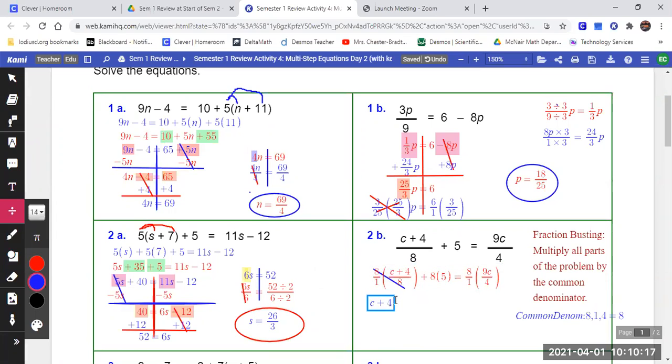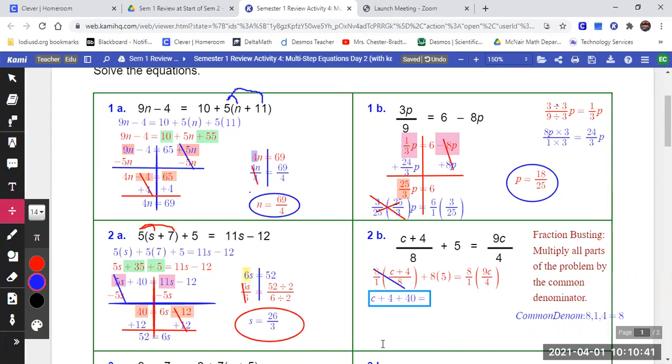Then I have to do the 8 times the 5. What's 8 times 5? 40. Okay, left-hand side's cleaned up.